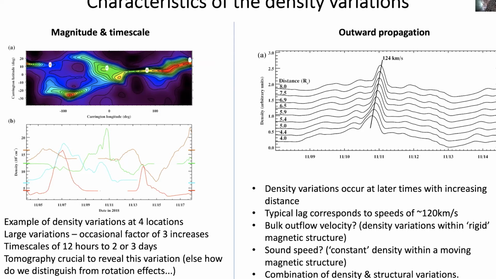I can think of a rigid magnetic structure to the streamer belt, but with density variations propagating outwards, and then this speed corresponds to an outflow velocity. Or I can think of a more or less constant density relative to the magnetic structure, but the magnetic structure is moving, and then this would correspond more to a sound speed. And of course, in truth, I don't know which one it is. It could be a combination of both density and structural variations.